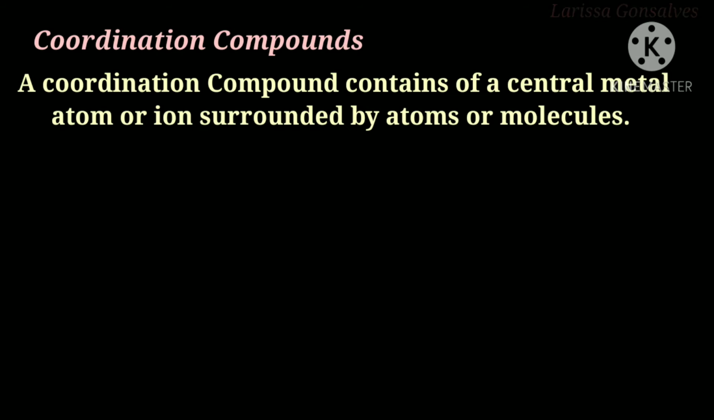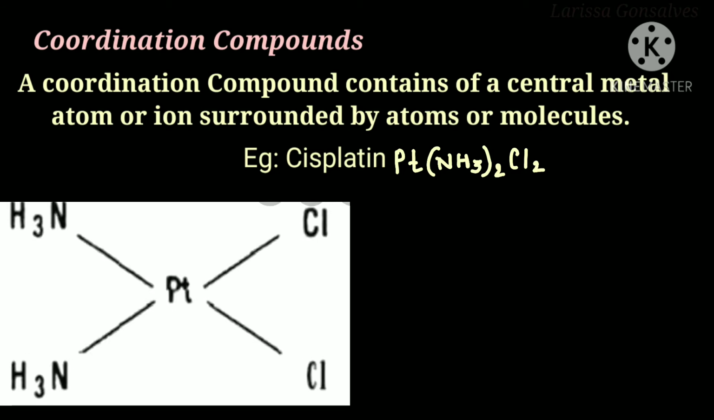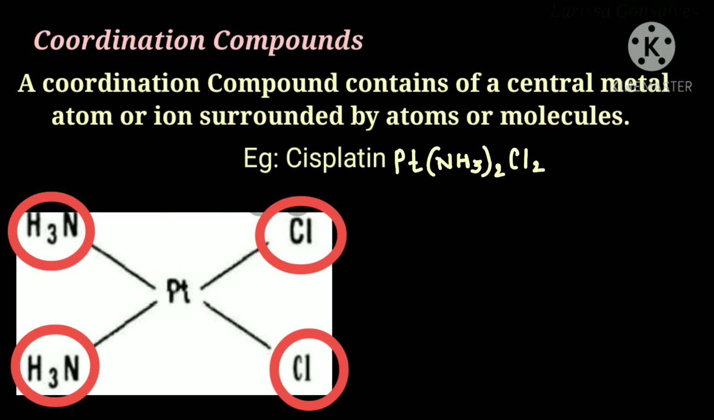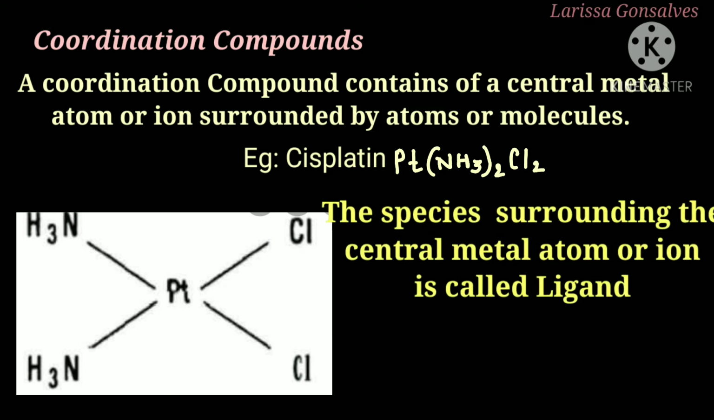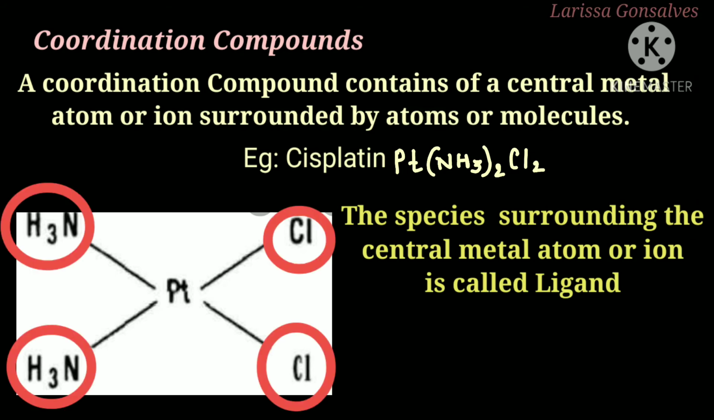Here we are considering the example of a chemotherapy drug, that is cisplatin, which has the formula Pt(NH3)2Cl2. So this is a coordination compound in which the central metal ion is platinum, and platinum is surrounded by the atoms or molecules of NH3, that is ammonia, and chloride ions. The species which surround a central metal atom or ion are called ligands. So in this case, ammonia and chloride ions are ligands.